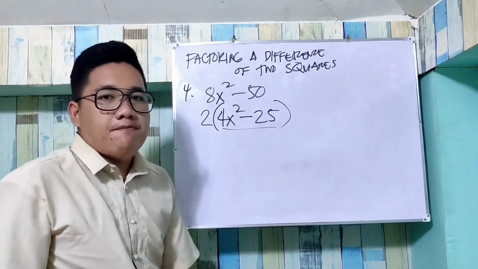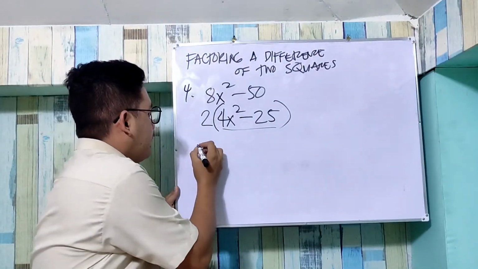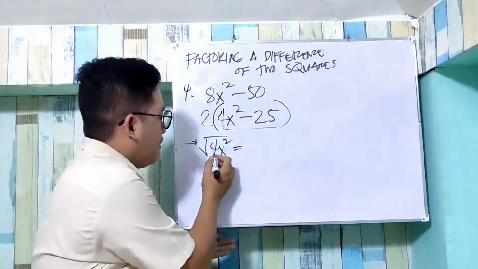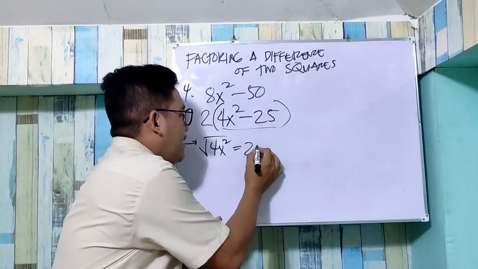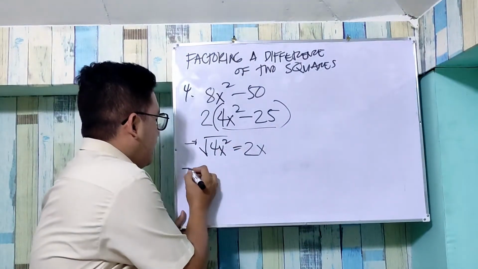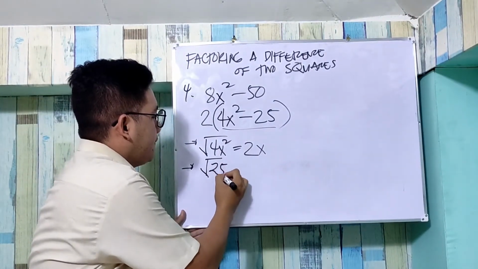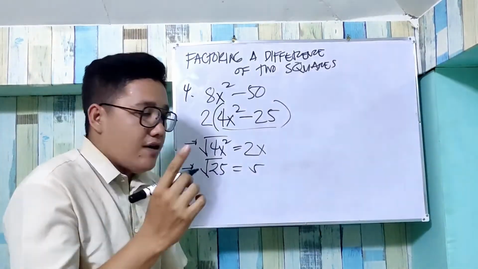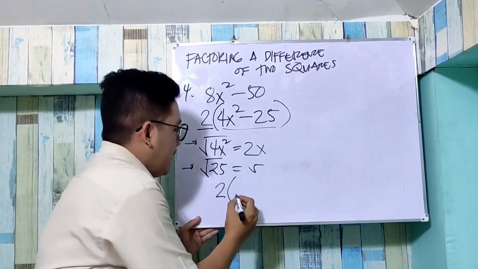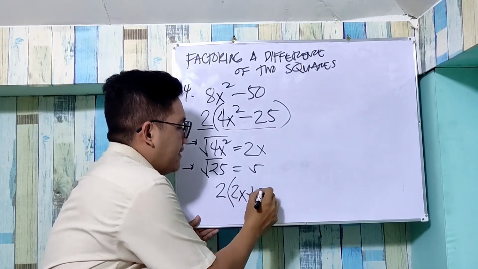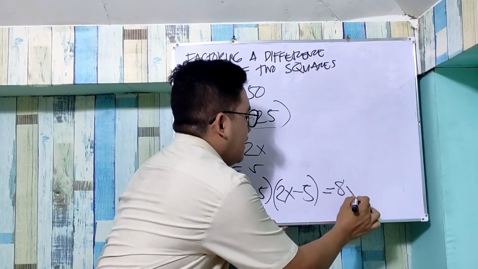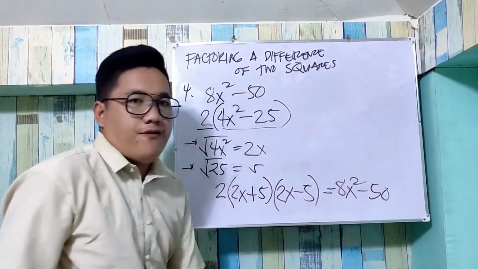So we're going to get the principal square root. So we have square root of 4x squared, that is 2. 2 times 2 is 4. Then x. X times x, that is copy the variable x, then 1 plus 1 is 2. Next is square root of 25. That is 5. So therefore, the factor will be 2, copy the 2, then 2x plus 5, then 2x minus 5 is equal to 8x squared minus 50.